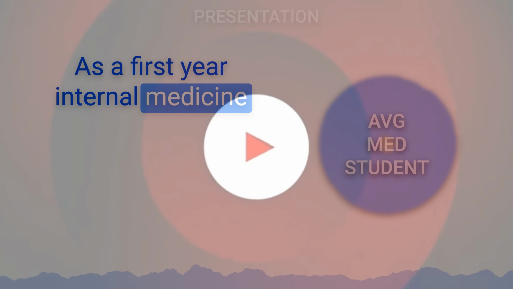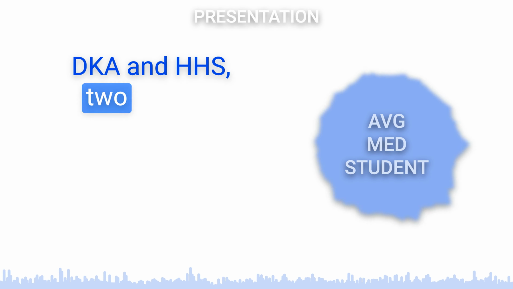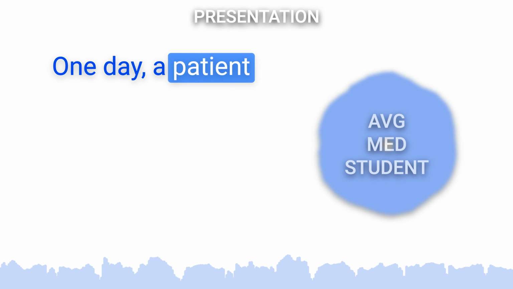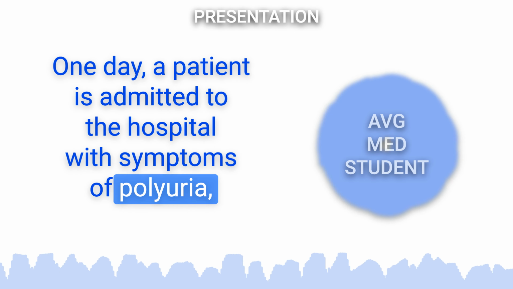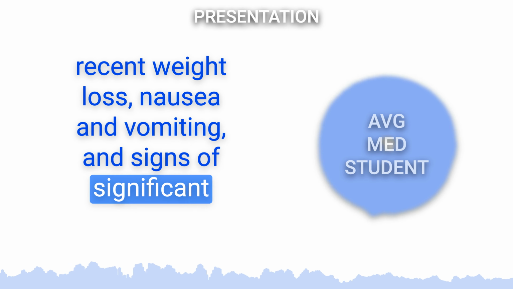As a first-year internal medicine resident, you are well versed in the signs and symptoms of DKA and HHS, two serious complications that can arise in patients with diabetes. One day, a patient is admitted to the hospital with symptoms of polyuria, polydipsia, recent weight loss, nausea and vomiting, and signs of significant dehydration.